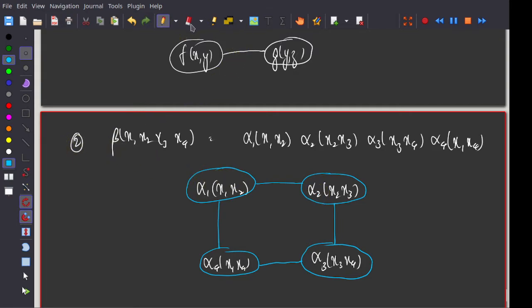Now, suppose this is a tree, but this is not a junction tree. Because if you look at the subgraph of all local functions which contain x3, that has alpha 2 and alpha 3, and they are not connected. So this is not a valid junction tree.